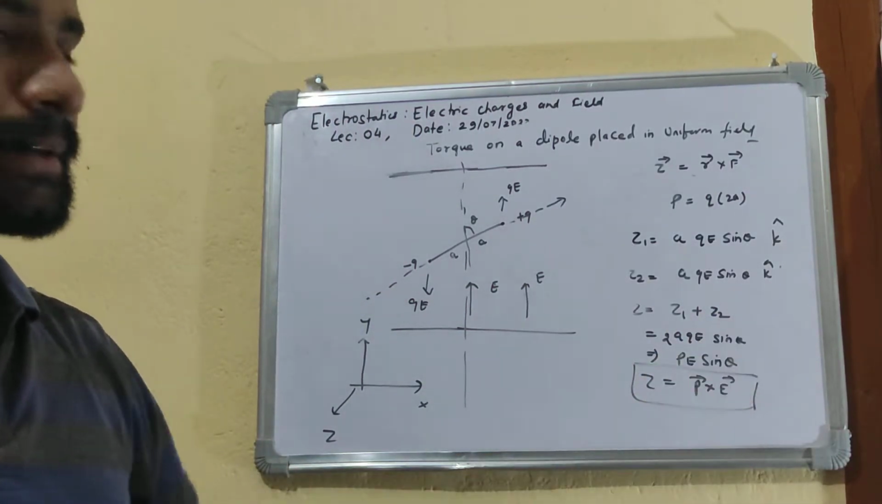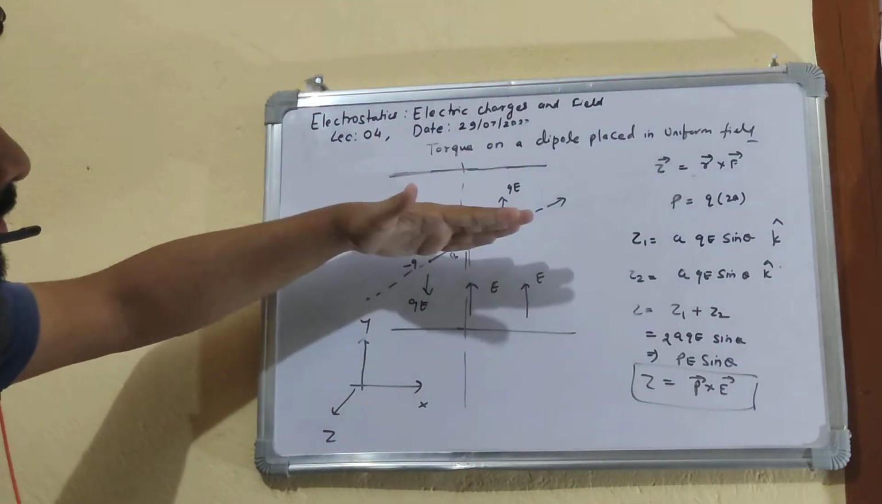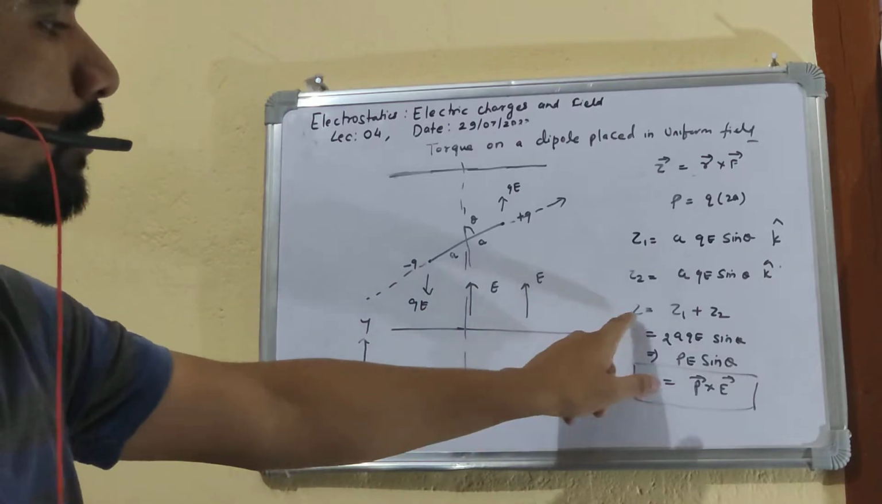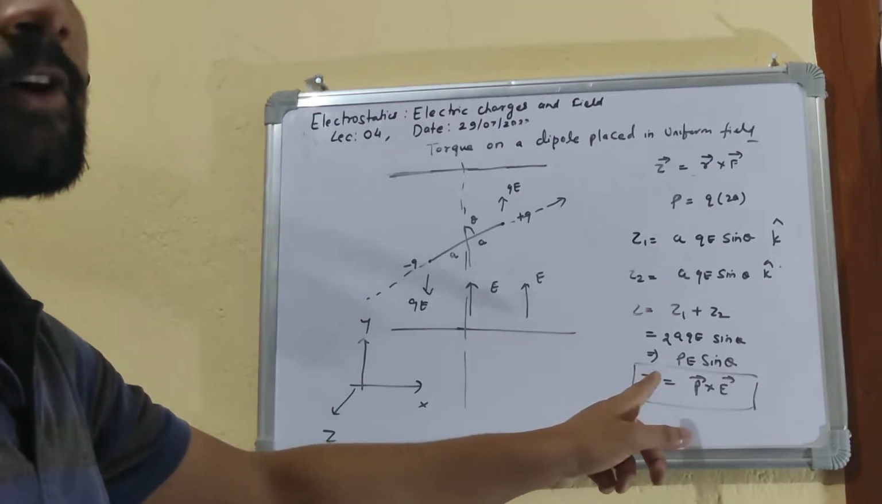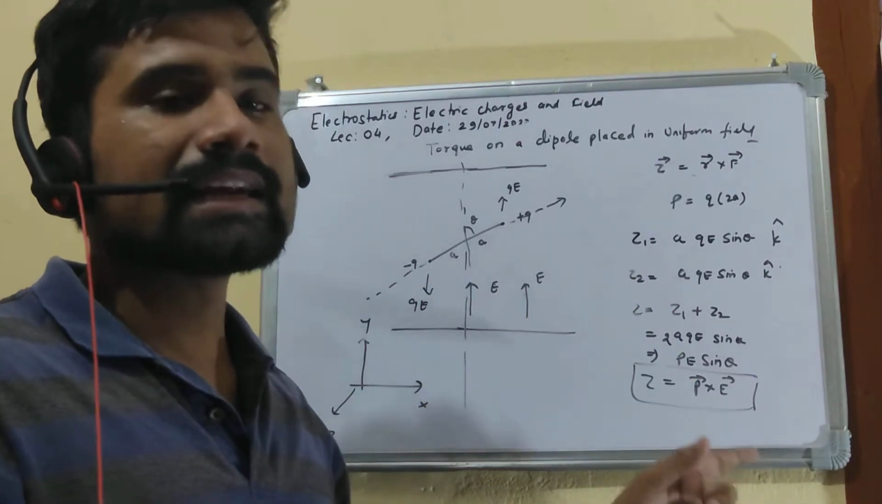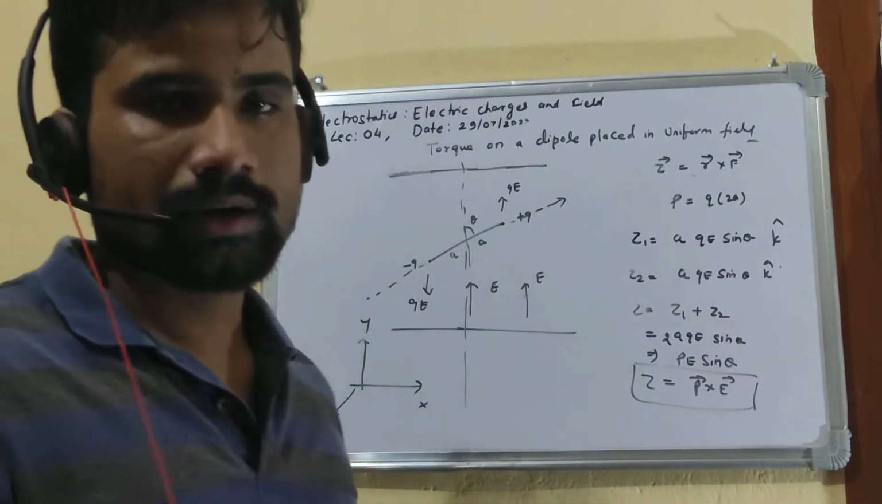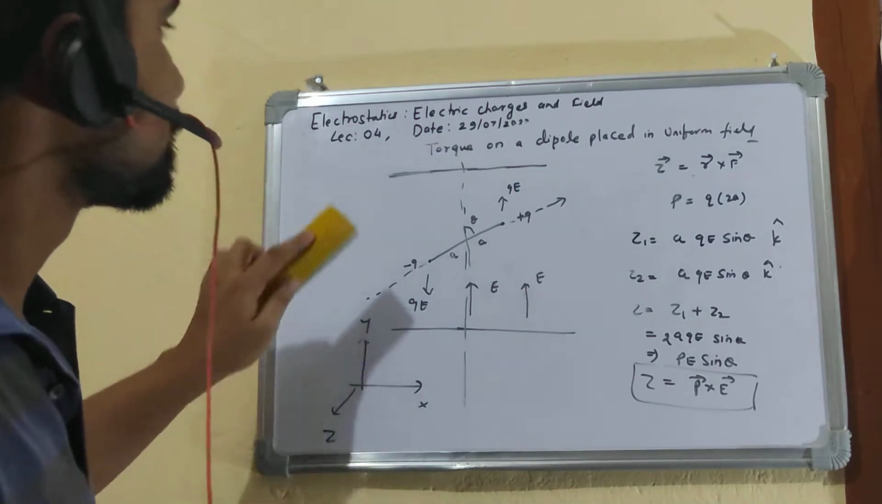What if theta is 90, which is exactly perpendicular to the direction of the electric field? Then the torque will be PE, which is the maximum value of torque possible, and in that state this dipole will experience maximum torque.